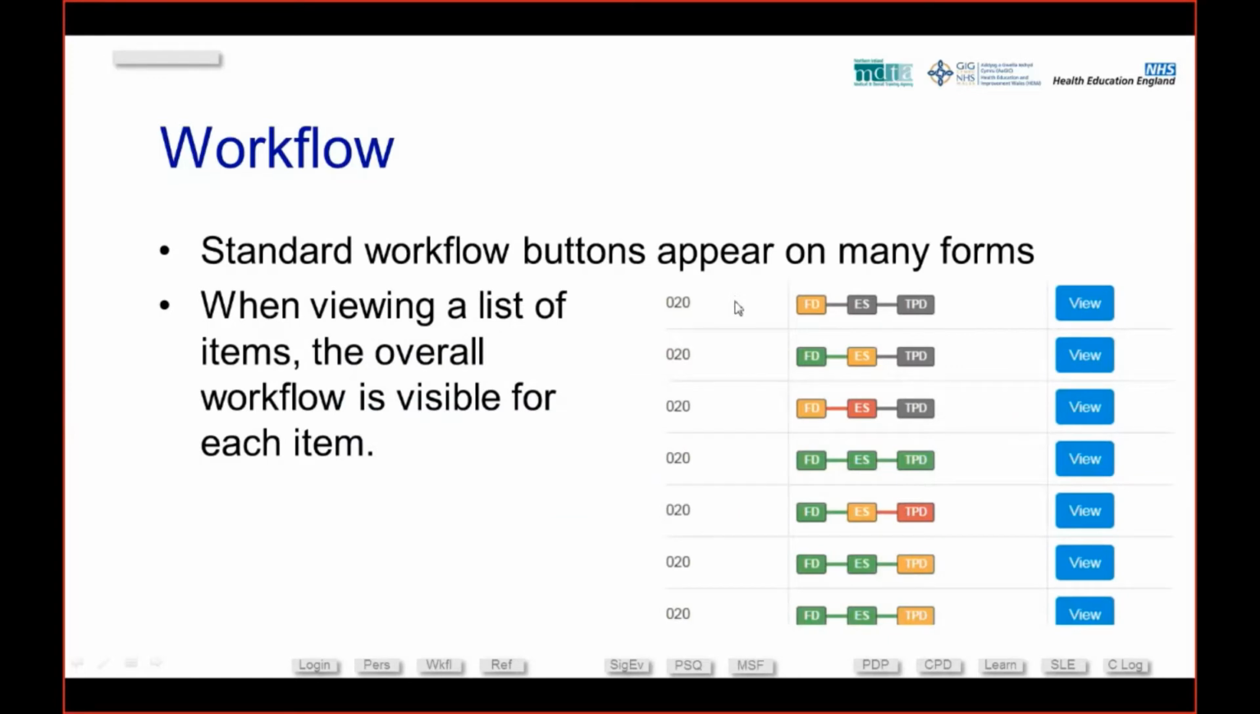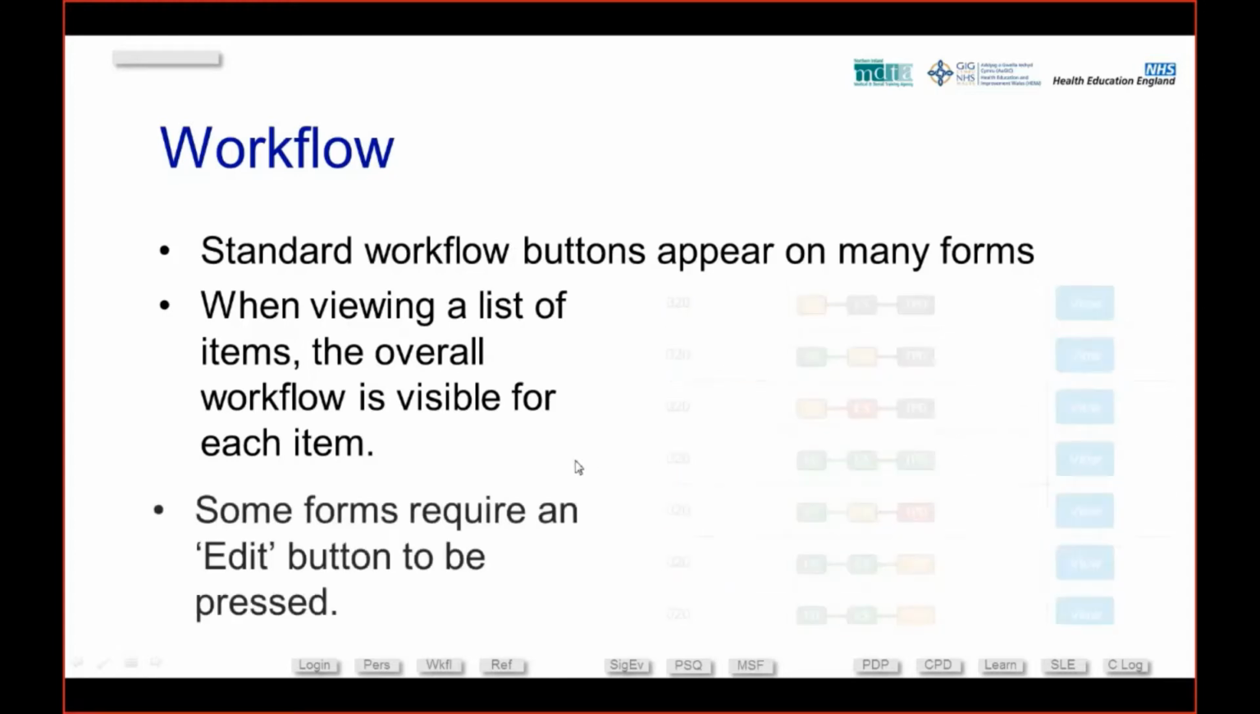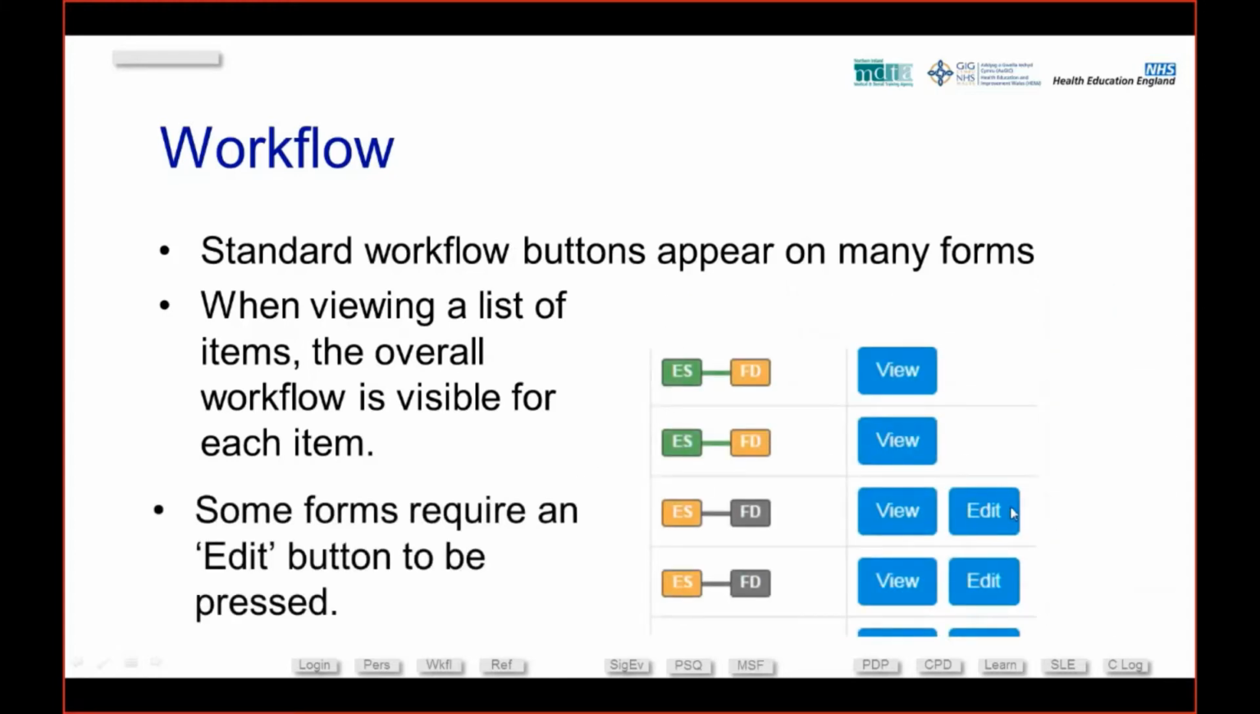When we get to some of the lists, if there's a list of events, you can see there how things are, and you can see there the ES here has sent this back to the FD or to the trainee, and here the training program director has sent something back. There are view buttons so you can view the particular items, and some forms got edit buttons if it's for you to edit, so you'll be able to edit that.